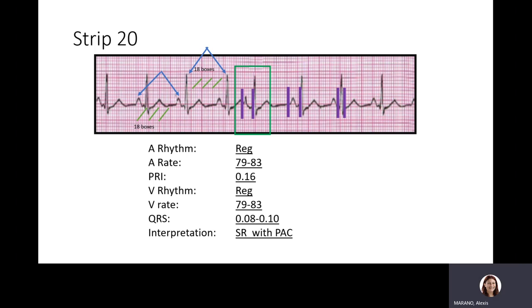So similar to the PVCs earlier, if you see something that is abnormal, circle it, make note of it. But don't let it influence you when you're identifying rate and rhythm unless everything is irregular.